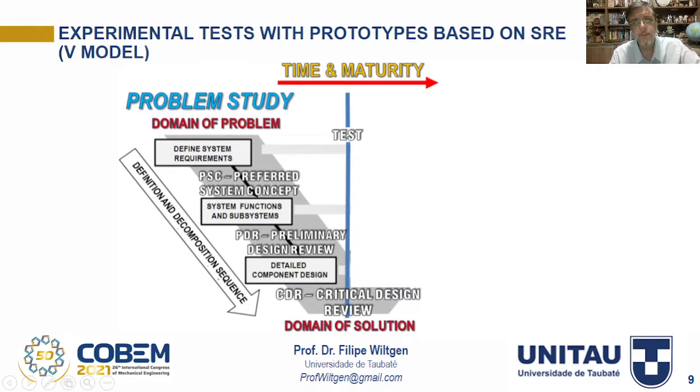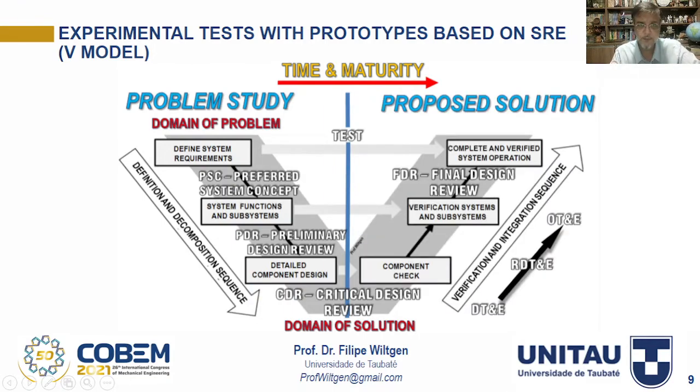Experimental tests with prototypes based on system requirement engineering with the V model: timing and maturity, and problem study in the domain of the problem is the first side of the V. Define system requirements, system function and subsystem, detail component design, and the reports are PSC, preferred system concept, PDR, preliminary design review, and CDR, critical design review.